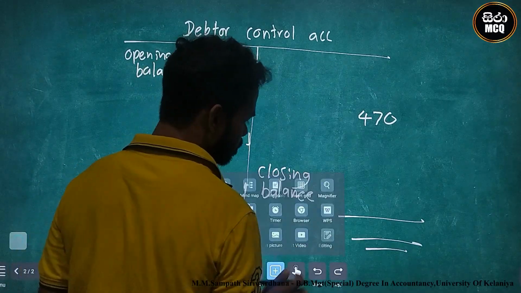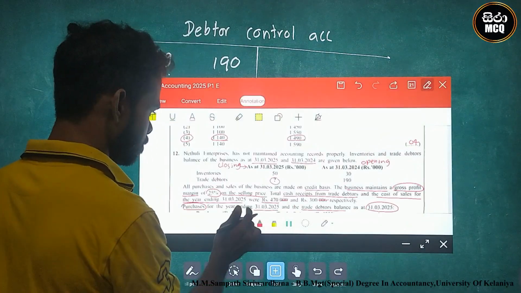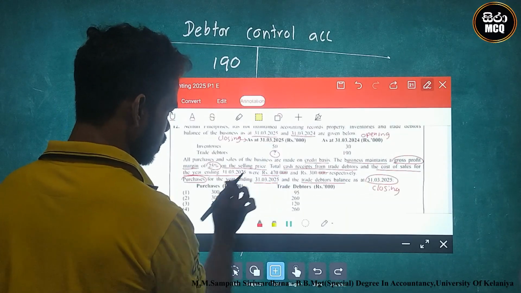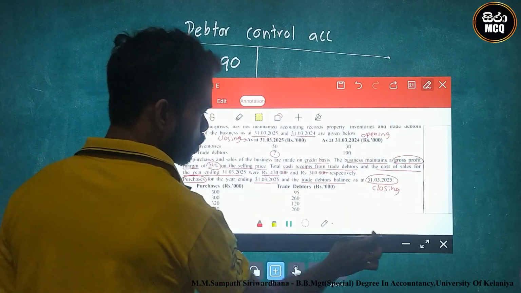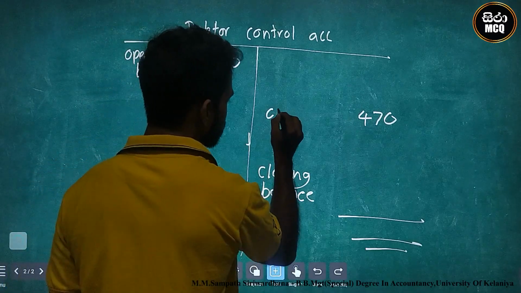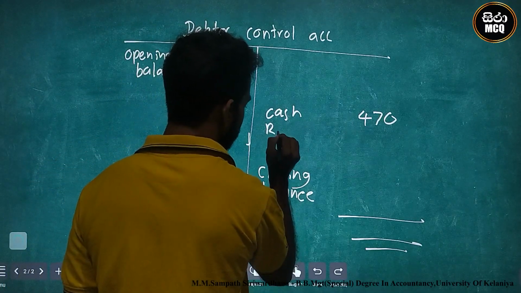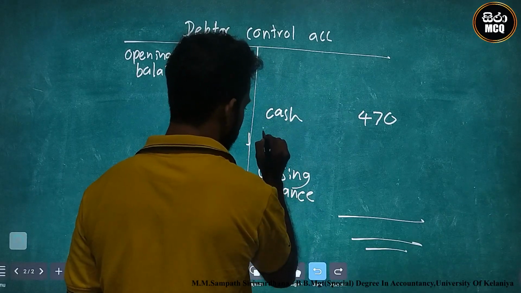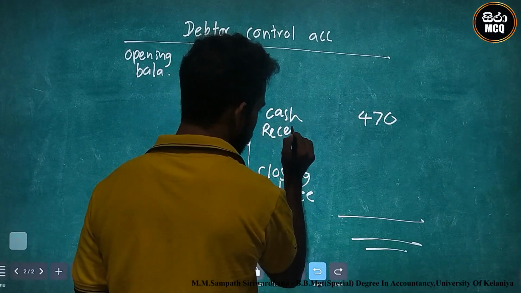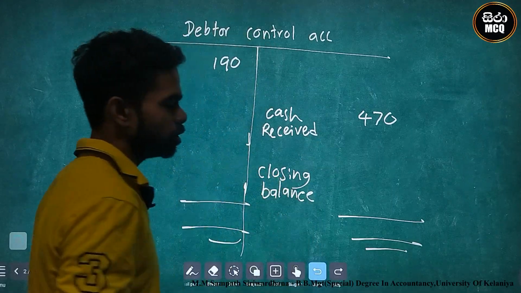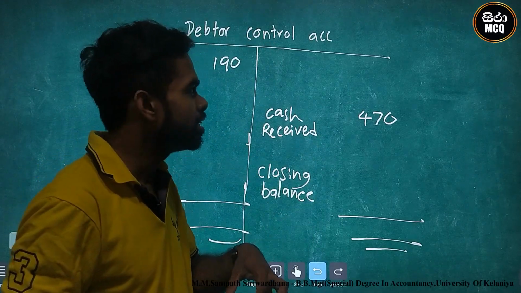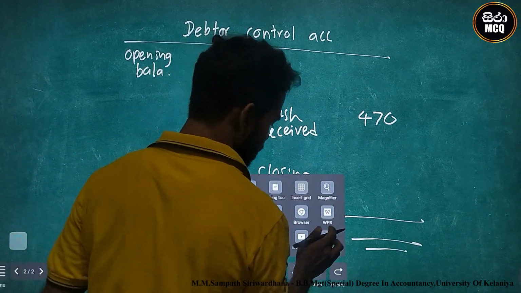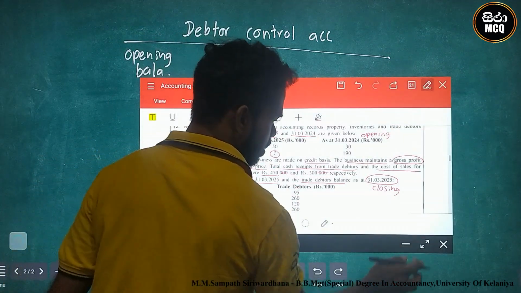Look here, what is the value? 470. Okay, 470 is the cash received amount. Cash received: cash control debit, trade debtor control credit.